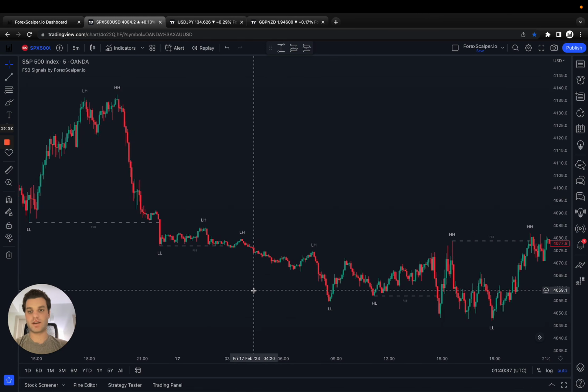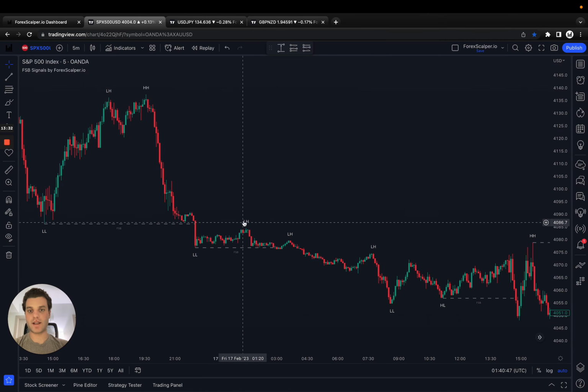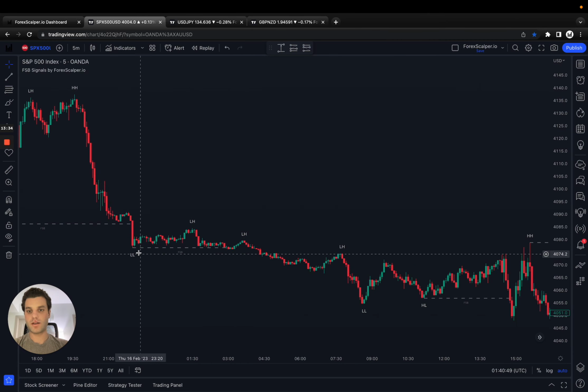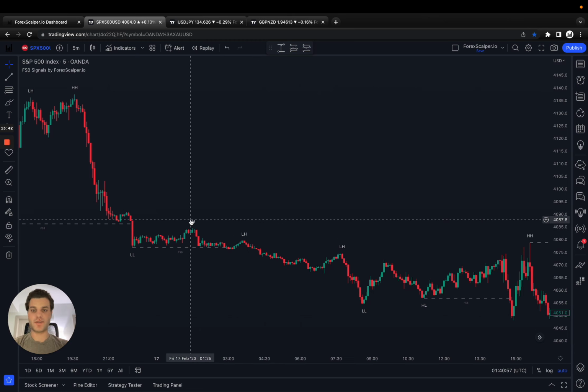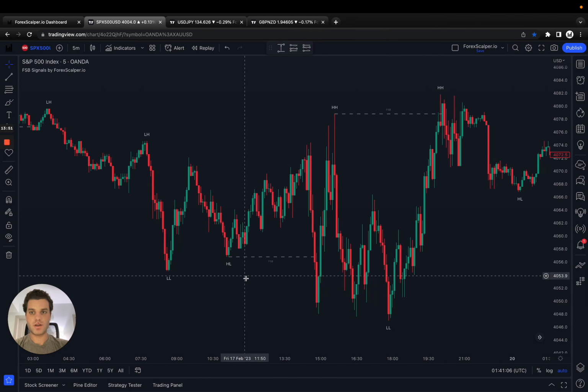So as you can see here, it was a higher high, so we avoid this. We avoid this FSB breakout. This one right here is a lower high. So this FSB breakout here, it wasn't a very strong breakout, but in terms of the previous anchor point, it was a lower high, so it's valid.